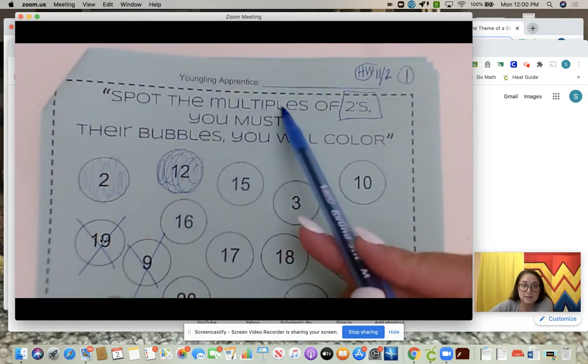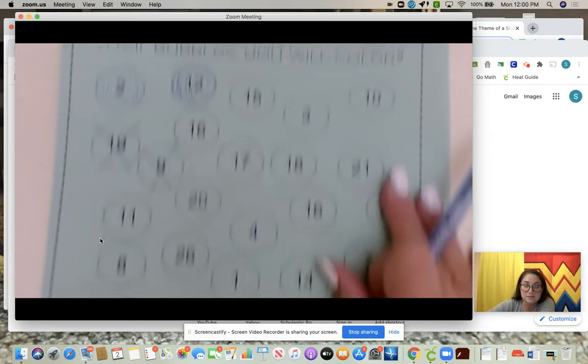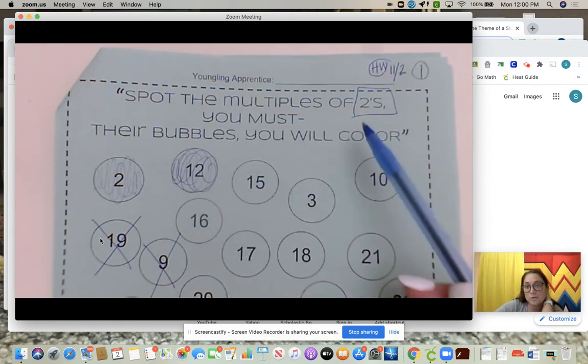But we are going to spot the multiples of 2s. You must. They're bubbles you will color. So it is Star Wars. So you can use crayons. I just had my pen, but you are doing multiples of 2.